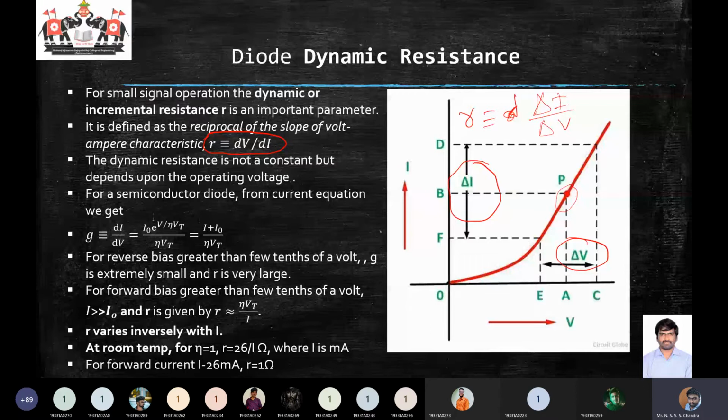From this dynamic resistance, you can also define another term, diode conductance. Diode conductance is given by the term small g. It's a dynamic conductance, small g, which is nothing but 1 by R. You know that conductance is the inverse of resistance. So g is equal to 1 by R. The unit of conductance is mho, it is not ohms. For resistance it is ohms, whereas for conductance it is mho or Siemens.